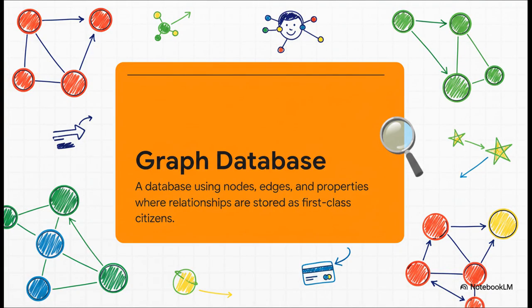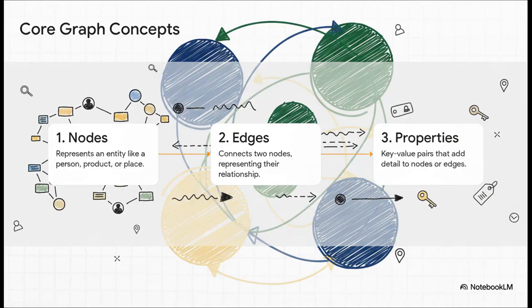Now, the most important part of this whole slide is that last phrase, treating relationships as first-class citizens. In a traditional database, relationships are kind of an afterthought, something you have to calculate on the fly. In a graph database, the relationship itself is just as important as the data it's connecting. And it all boils down to three really simple building blocks. First, you've got nodes. These are the things, like a person or a product. Second, you have edges. These are the relationships that connect the nodes, like friends with or purchased. And finally, you have properties. These are just the little details, like a person's name or age, and that's it, the whole shebang.